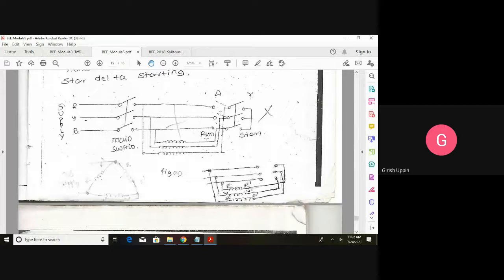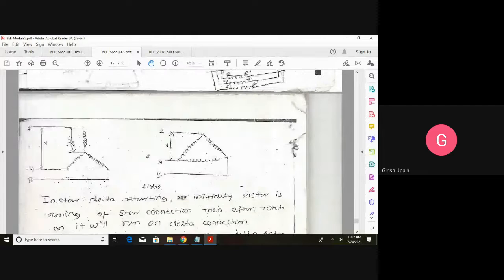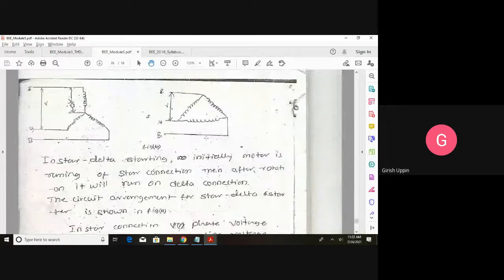Whatever the supply voltage, VL by root 3 is applied to the phase, and the current in the rotor is also reduced, so it will be safe. Once the motor picks up speed, the current will reduce, then you can put it to the delta connection. That is the concept here. During the start, the voltage applied to the phase gets divided by root 3, so the amount of current induced will also reduce.